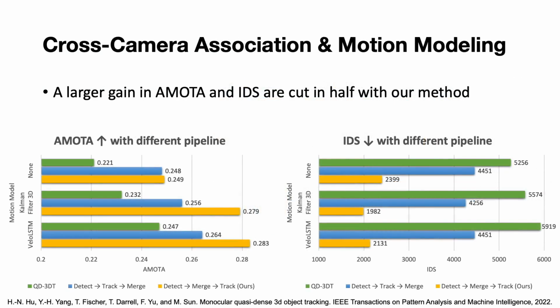We compare our method with a single camera baseline, CC-3DT, and a naive merging of single camera results. While the naive merging helps to alleviate the ID switches between cameras and improves the AMOTA, we observe a larger gain in AMOTA with our method. The ID switches are cut in half compared to naive merging, highlighting the effectiveness of cross-camera association.